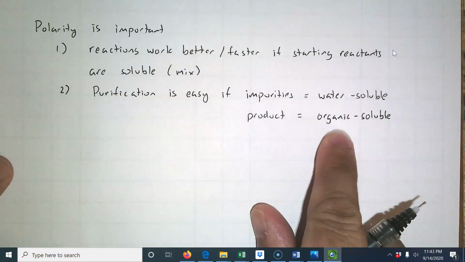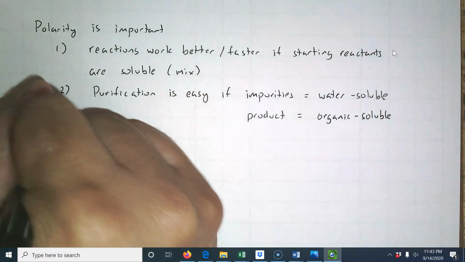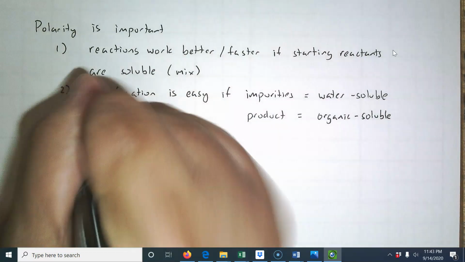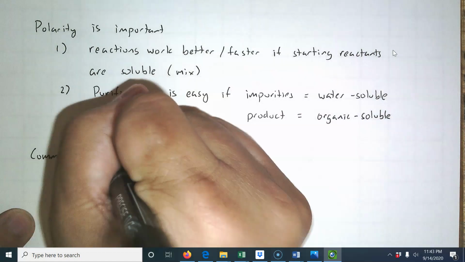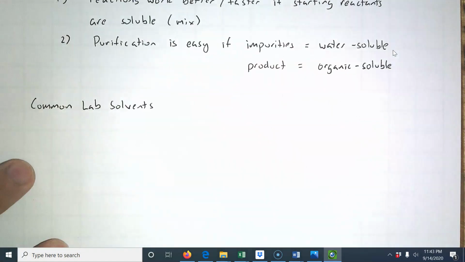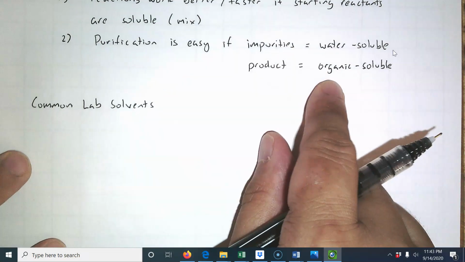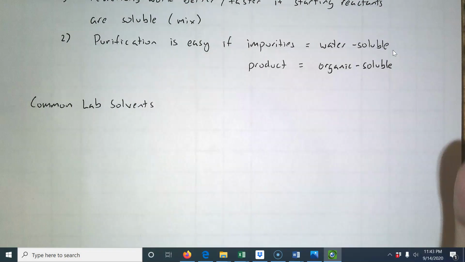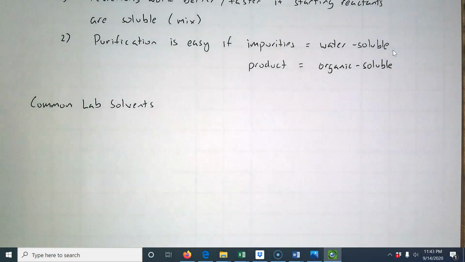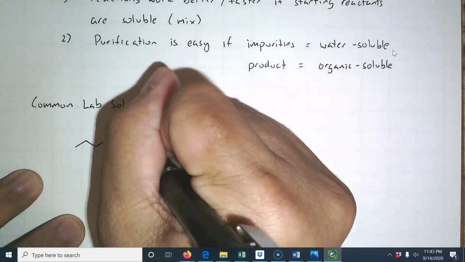Okay, so we're looking at different solvents. All right, common lab solvents. And from the structure, let's decide or predict whether they are going to be water or aqueous or organic. And then once you have that, you can decide what kind of molecules they will dissolve. The first one is hexane.